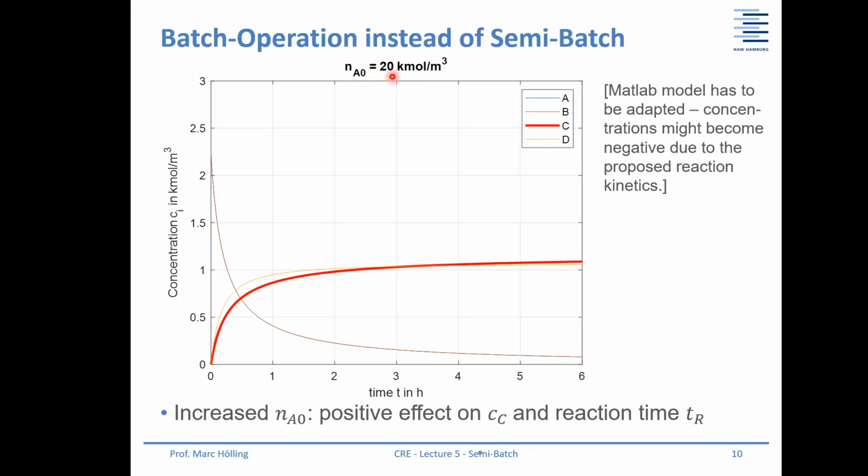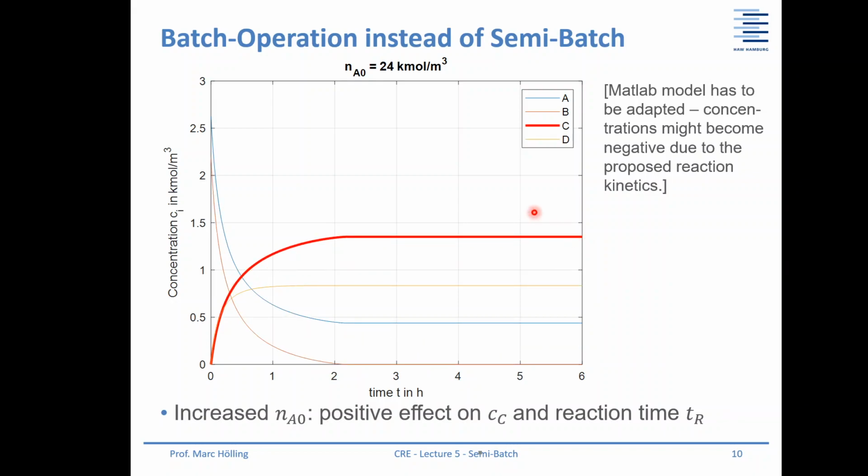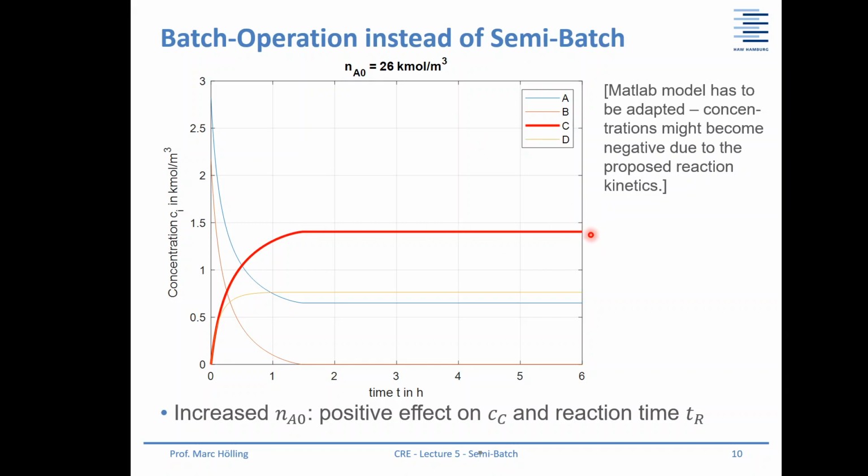So here I did this for a few values. What I gave you in your homework was 20 kilomoles. Oh, this shouldn't be kilomoles per cubic meter, this should only be kilomoles. Sorry about that. If you increase this to 22, then you can see, okay, the concentration of component C is increasing, and if I increase it further to 24, then it increases even further, and 26, here I stop the simulation. You can see, okay, it goes up to 1.4, and the concentration of the unwanted component D is decreasing. And a positive side effect is that your reaction is nearly finished after 1.5 hours.